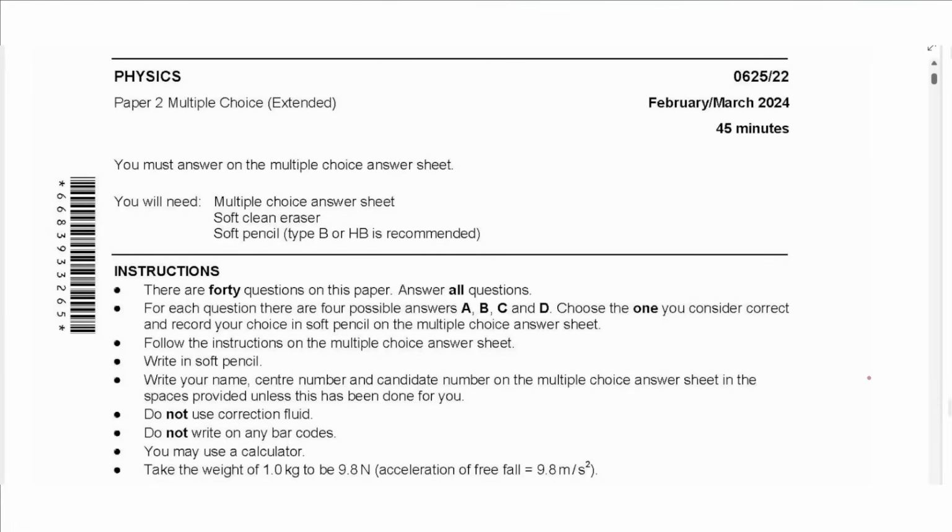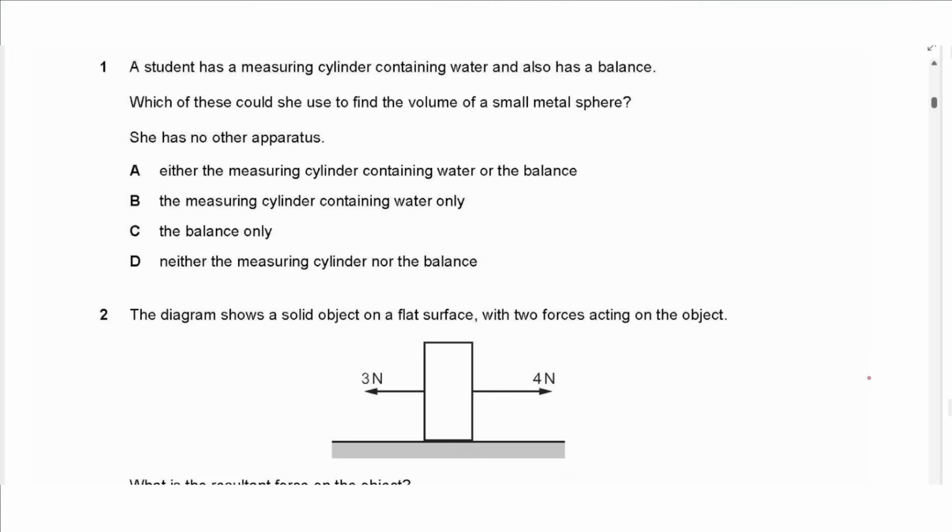In this video I will be solving the paper 2 exam for February-March 2024. So let's get started. Question 1 says a student has a measuring cylinder containing water and also has a balance. Which of these could she use to find the volume of a small metal sphere?